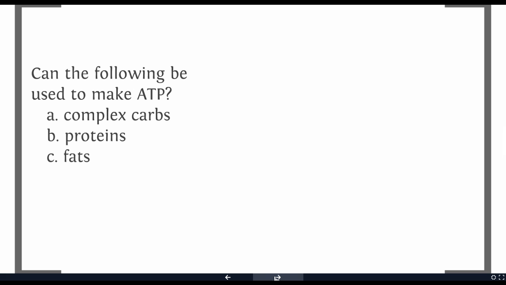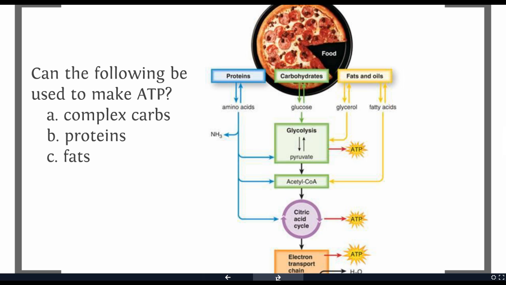So far we've been talking about cellular respiration as making ATP from sugar, basically from glucose. But one of the questions is, can we make ATP from complex carbohydrates or proteins or fats? And the answer is yes. They are not as ideal as plain old sugar, but you can convert from one macromolecule to another. Here we have a pizza. It's got plenty of complex carbohydrates, it's got some proteins mixed in, and some fats and oils. And you can make energy from all those different components.